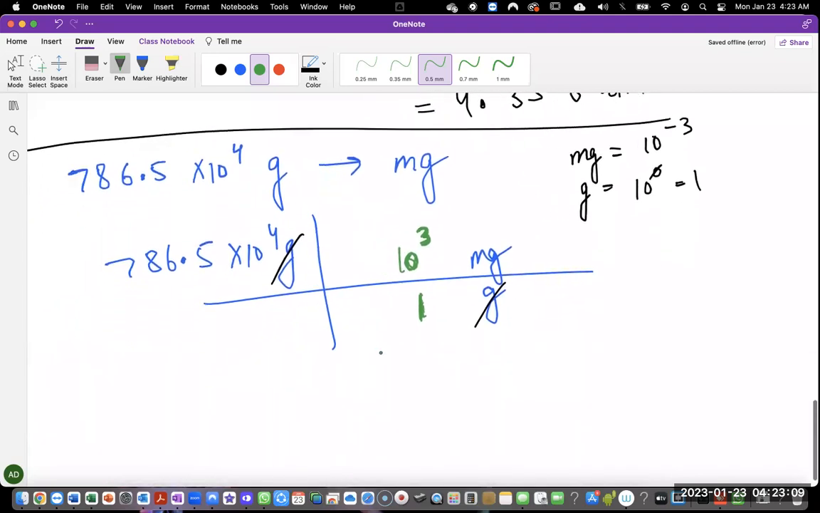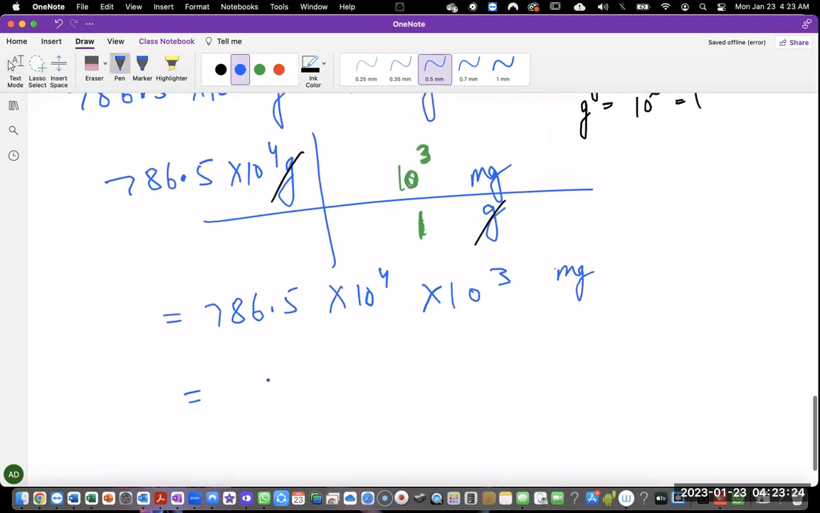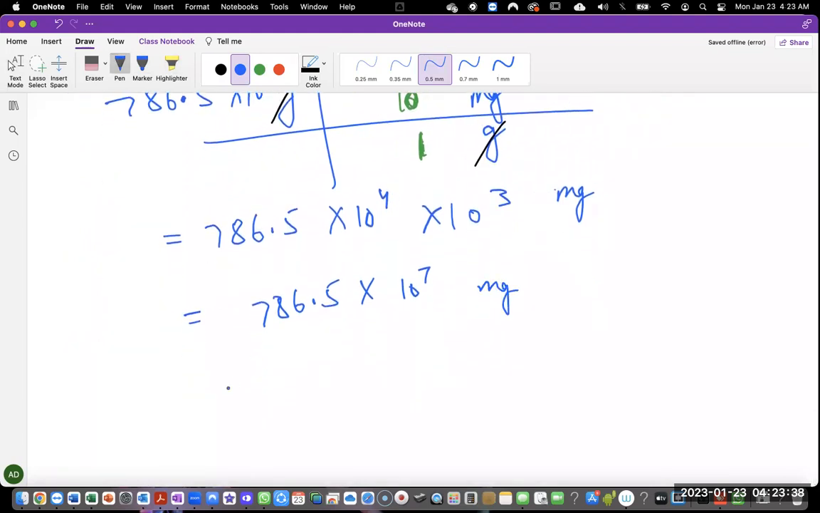Okay, so now our final step is to simplify this whole problem. 786.5 times 10 to the power 4 times 10 to the power 3, and then milligrams at the end, right? So this is what we got. Now, how do you solve this? 786.5. What is 10 to the power 4 times 10 to the power 3? It's 10 to the power 7. So when you multiply the exponents, you add the powers. 4 plus 3 is 7 milligrams. Again, what is wrong with this answer? The only thing wrong is we don't have the scientific notation. For it to be scientific notation, we want to put a decimal between the first 2 non-zero numbers, right?